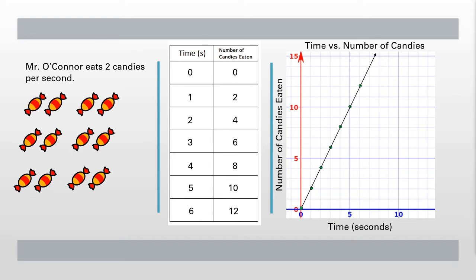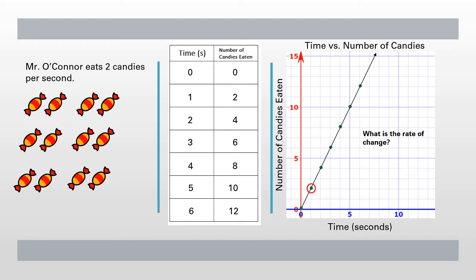Now I want to ask you a question that you should be familiar with. What is the rate of change of this graph? We learned how to do rate of change in the previous section in the course. When you're doing rate of change of a graph, all you have to do is find 2 points on the graph that you can clearly identify, and then draw a right-angled triangle between them.